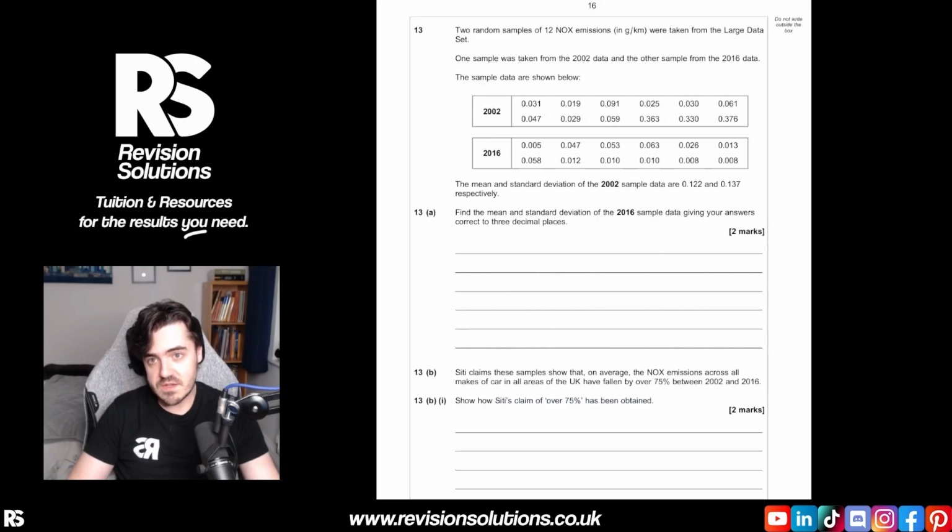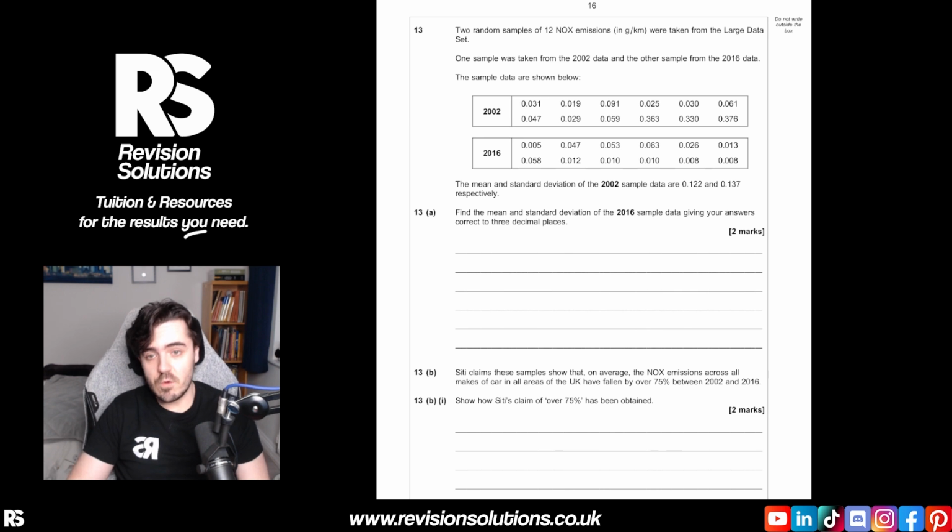Question 13 then says 2 random samples of 12 NOx emissions in grams per kilometer were taken from the large data set. One sample was taken from the 2002 data and the other sample from the 2016 data. The sample data are shown below. The mean and standard deviation of the 2002 sample are 0.122 and 0.137 respectively. Can we find the mean and standard deviation for the 2016 sample, giving our answers to 3 decimal places?